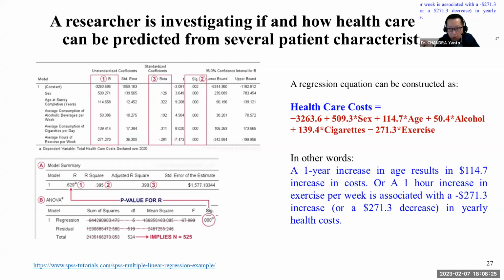So look at this one. Along this regression equation, most of these variables will increase the healthcare costs, right? So the age, as you grow older, the healthcare cost is going to go higher. The more someone consumes alcohol, the higher the healthcare costs. Look at the cigarettes, it's also positive. The more people smoke cigarettes, the higher the healthcare cost. But look at exercise, it's negative.